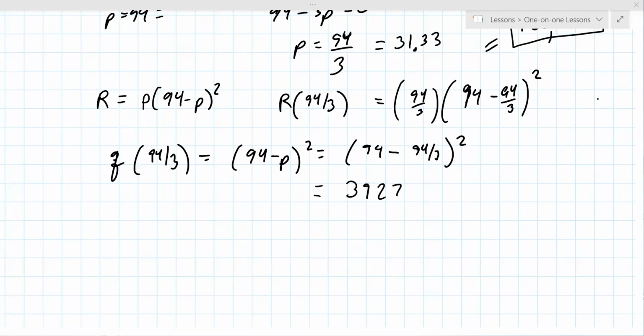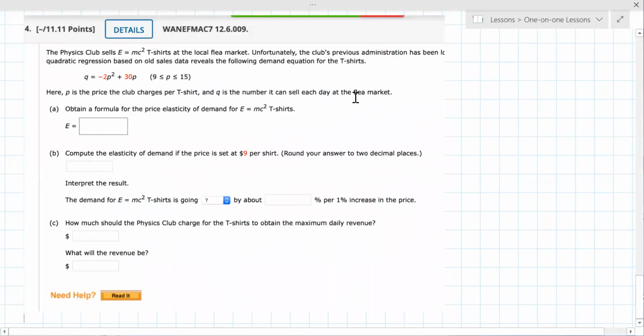All right, probably more of the same. Yep. Okay, so this is more of the same. So this will be good because it'll be kind of the same thing we've been doing, but another example of it. Okay, obtain a formula for price elasticity of demand. Okay, so the formula is going to involve P. It's the elasticity of demand at price P.